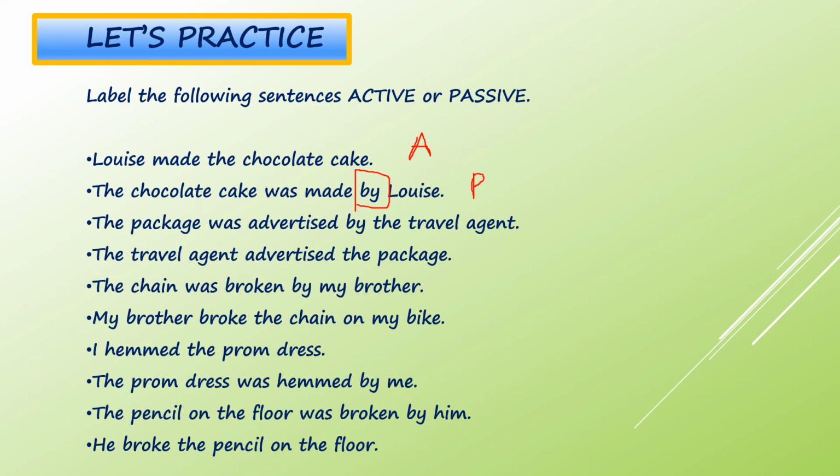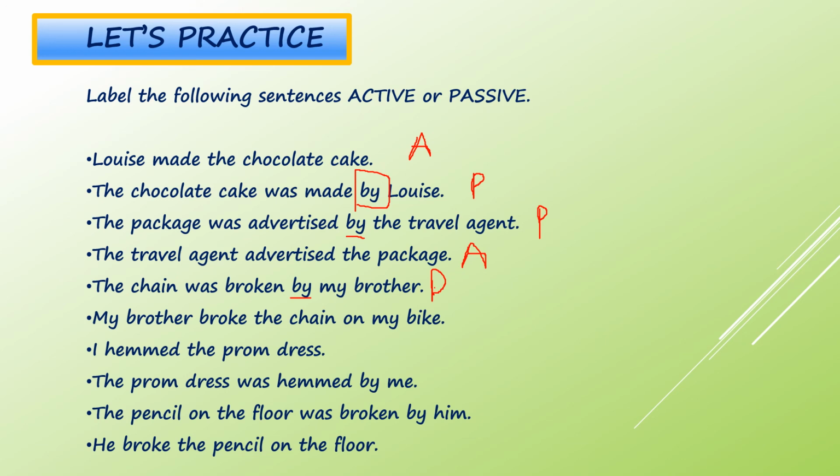Then the package was advertised by the travel agent. Here, by, of course, is again an indication. So, this is going to be passive voice, right? The travel agent advertised the package. Of course, the travel agent is actively advertising. So, this becomes active voice. Then, the chain was broken by, again, is a hint that it is a sentence of passive voice.